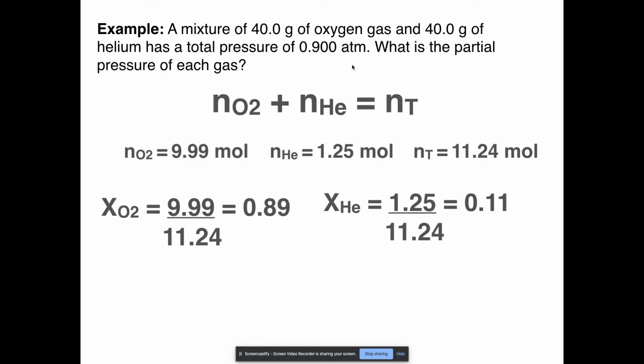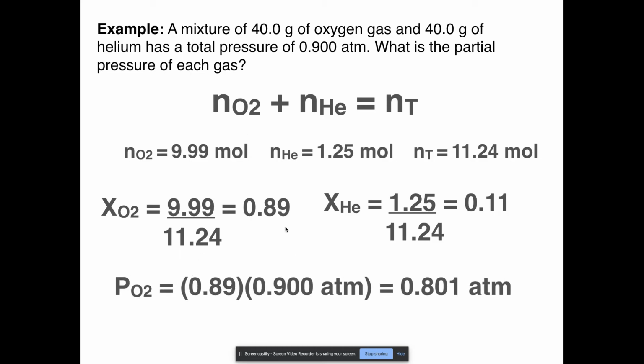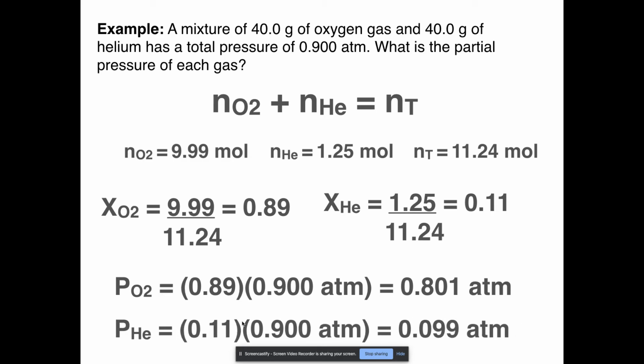So if I know the total is 0.900 atmospheres, remember, Dalton's law says everything has to add up. So that means that I can find the partial pressure by taking my mole fraction and multiplying by the total. By doing that, 0.8 atmospheres of the 0.9 total is from just oxygen. And then if I do the same thing with helium, 11% of the total is going to be the partial pressure of helium. That's just under 0.1. It's 0.099 atmospheres.